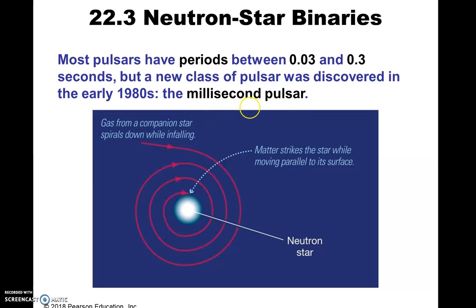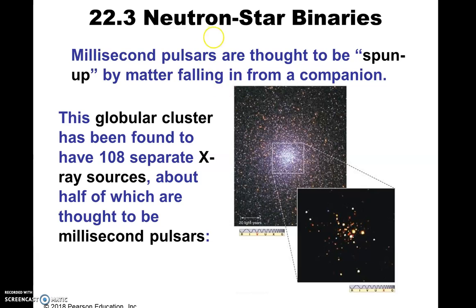But in the 1980s, we found what are called millipulsars. Right? Milli is 10 to the minus third. So these are things that are rotating around in 1/1000th of a second. Okay, and we had no idea why these things were rotating around as fast as they were observed to be doing. Of course, now we have explanations for this.